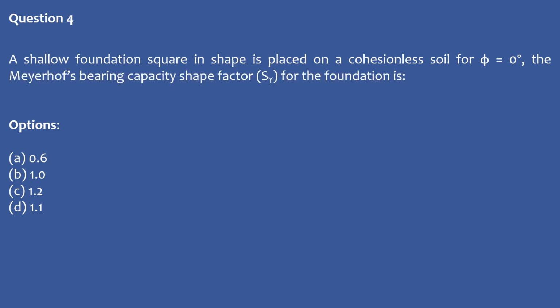Moving to question number 4, you have a shallow square foundation placed in a cohesionless soil. For phi equals 0 degree, the bearing capacity shape factor S gamma of the foundation is.